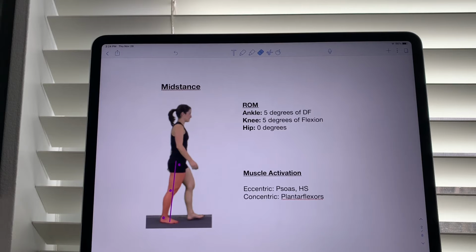ankle. We are going to see 5 degrees of dorsiflexion, 5 degrees of knee flexion, and 0 degrees at the hip. During mid-stance, the psoas works eccentrically as the hip is extending at that time, followed by a concentric action to initiate hip flexion just before toe off. And the plantar flexor works concentrically.